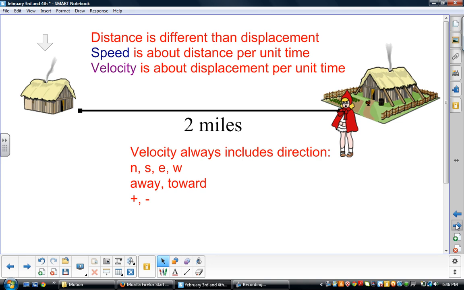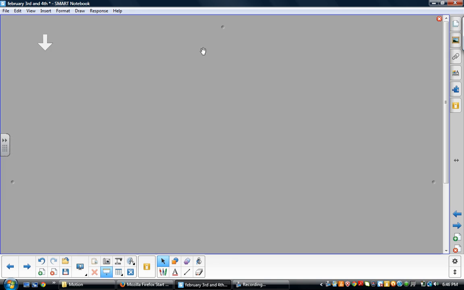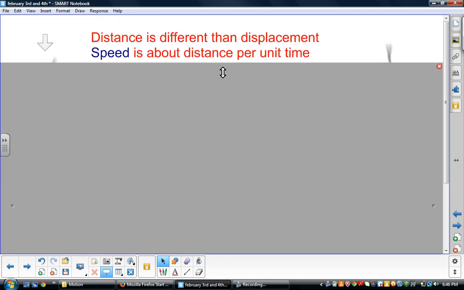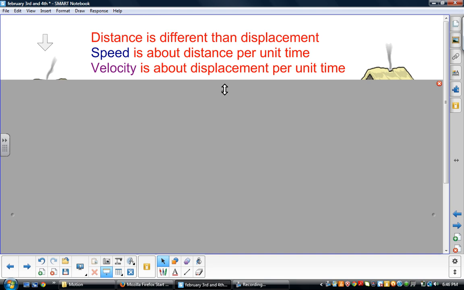Distance is different from displacement. Alright, distance is what you think it is. Displacement is how far you are from the starting point. Speed is about distance versus time. Alright? Velocity is about displacement versus time.